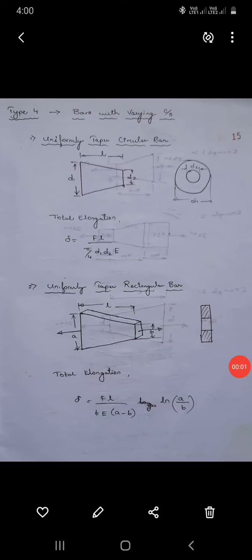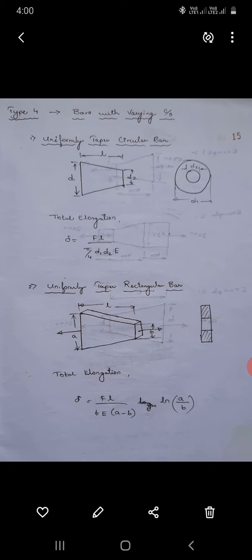So next type is type 4, bars with varying cross section. As you can see from the figure, first one, it's a uniformly taper circular bar. So uniformly taper means reducing in diameter. So the bigger diameter is D1, the smaller diameter of the taper is D2, length of the taper is L.